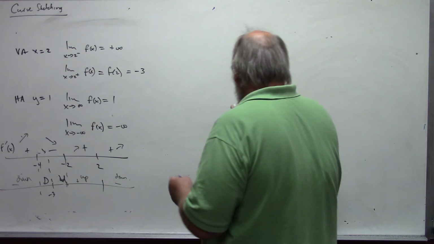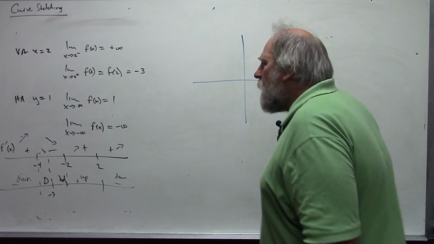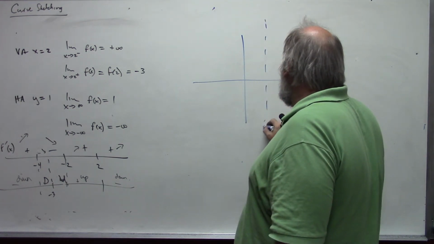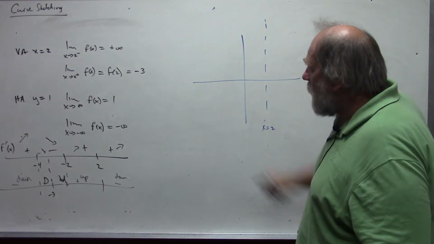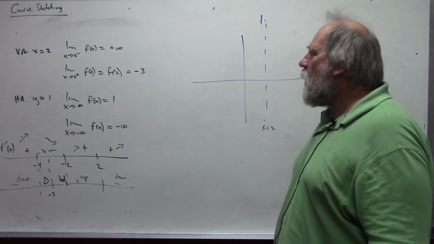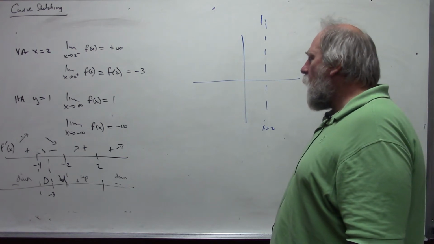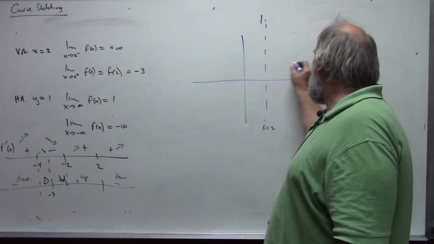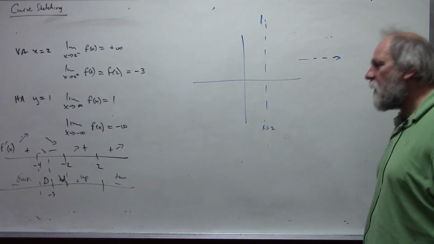Now let me make my axis in blue. I've got a vertical asymptote at x equals 2, horizontal asymptote, and that's from the left-hand side. It goes to positive infinity. It's going to be up here. Horizontal asymptote, y equals 1, and again that's on the positive side, so over here it's going to approach that.